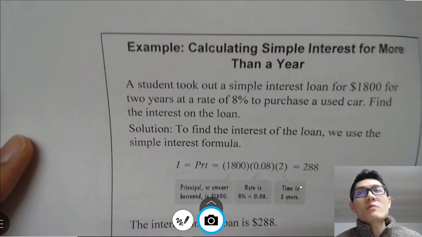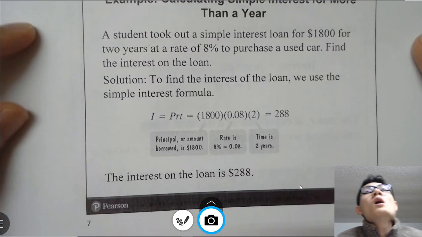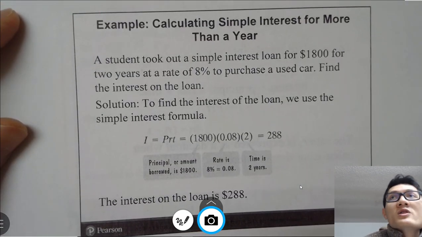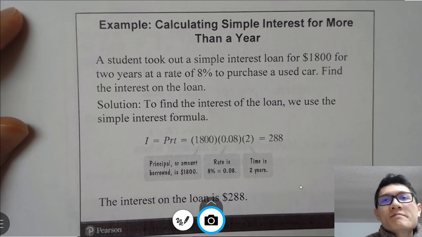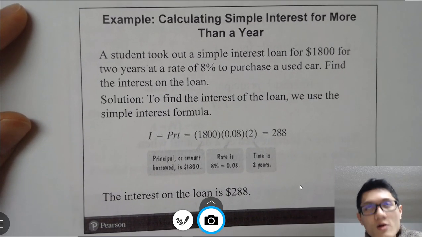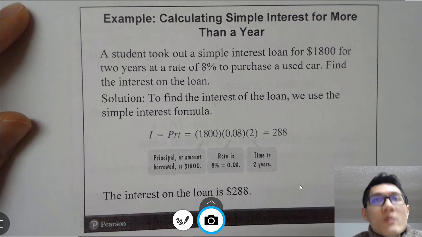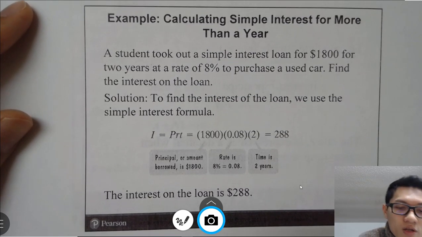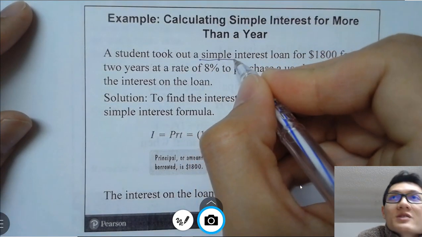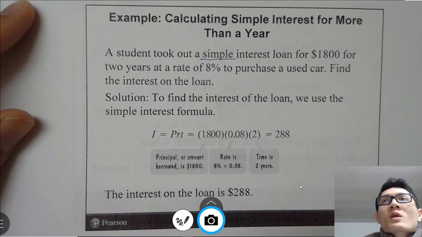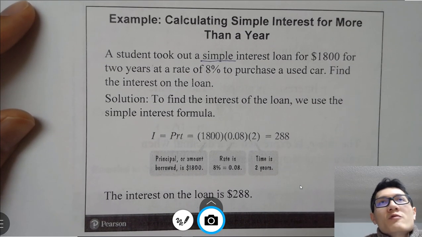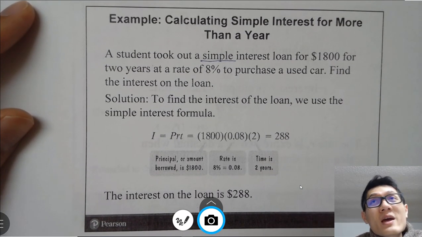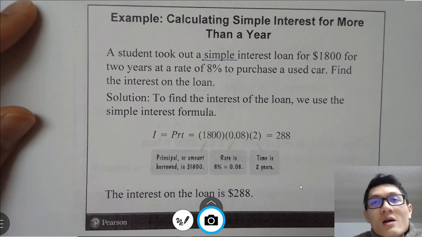Okay, another good example. Calculating simple interest for more than a year. Alright, that is also the case. A student took out a simple interest loan for $1,800. We know that we have to apply the simple interest formula for 1,800 for 2 years at the rate of 8% to buy a used car. Now find the interest on the loan.